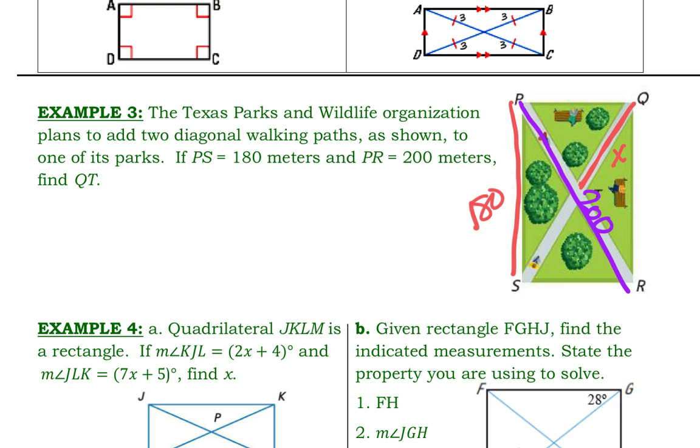What do we know about the diagonals? What do we say up at the top? That they're what to each other? Congruent. So that means if P to R is 200, what's the length of Q to S? I meant to say Q to S. Q to S is what? 200. So then to find Q to T, what would I do? Just split in half. So 200 divided by 2 would give us 100, and that would be for Q to T.